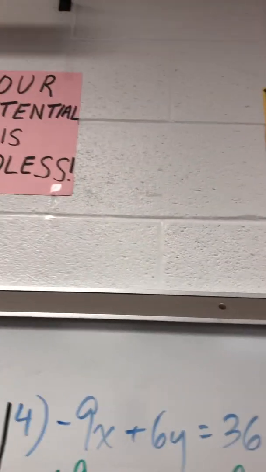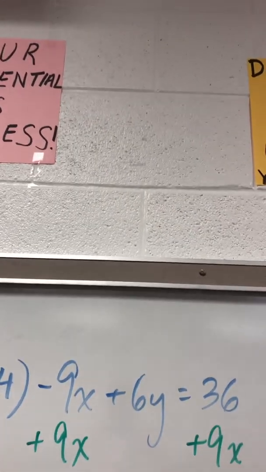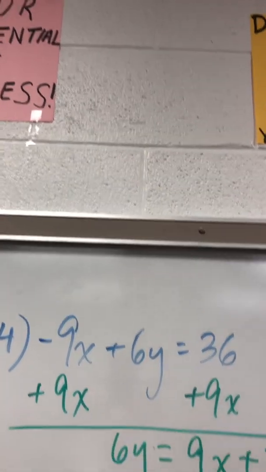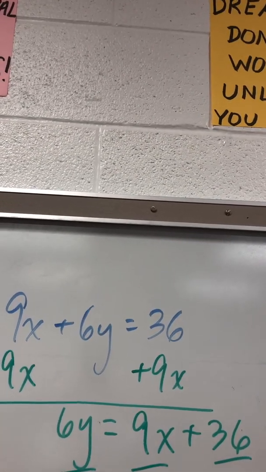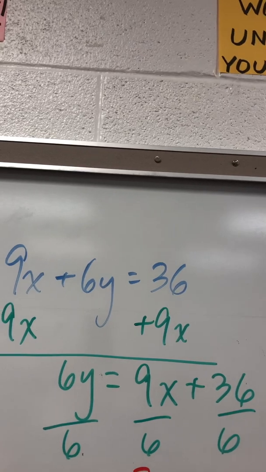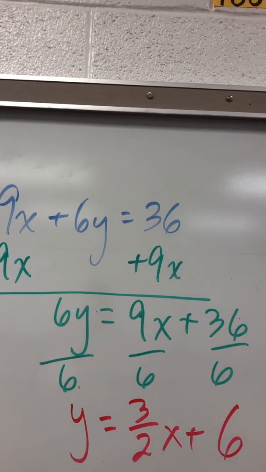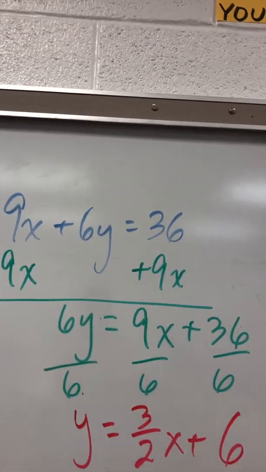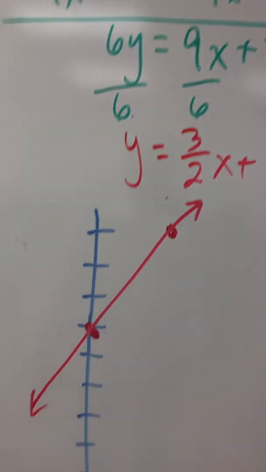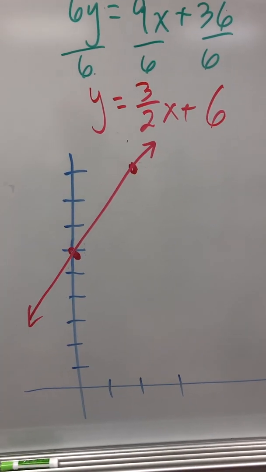Here you have negative 9x plus 6y equals 36. So you're going to add 9x to both sides. You get 6y equals 9x plus 36. Divide by 6. You get y equals 3 over 2x plus 6, because you reduce the 9 over 6. Your graph starts at positive 6 and goes up 3 over 2. And there's your graph.